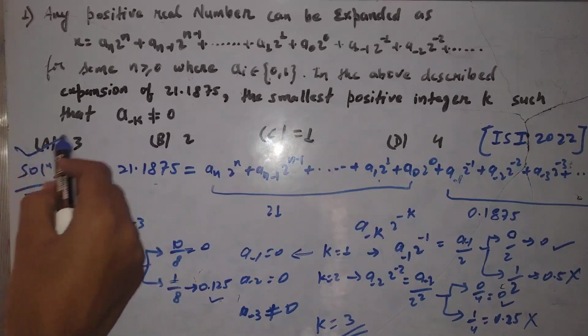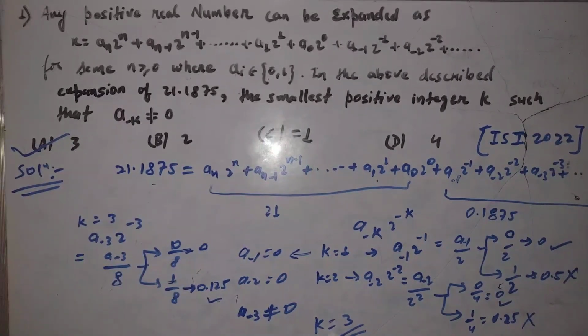I think this would help. So option number A is our answer. That's it. This was a relatively easy problem, but it was a nice problem of combinatorics and number theory.